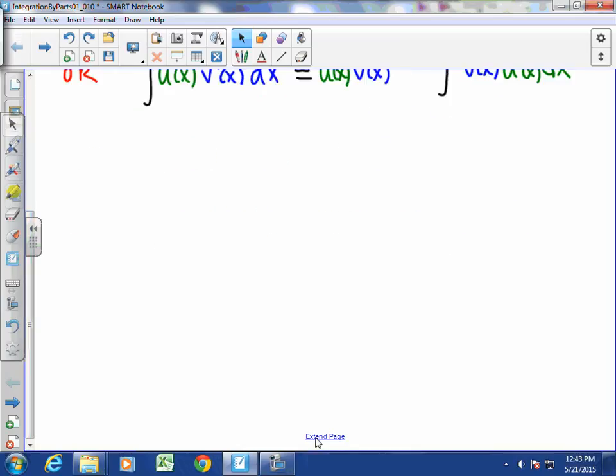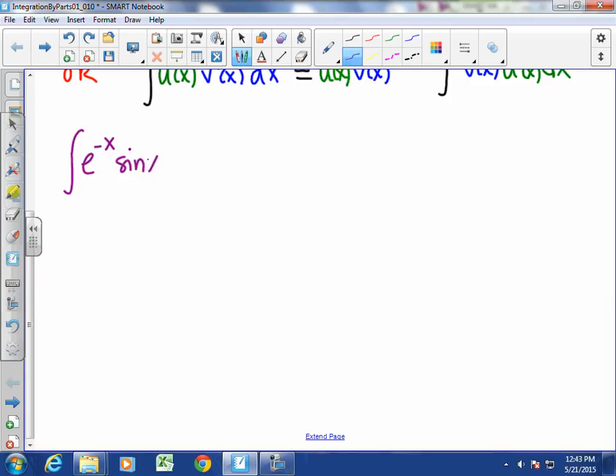So from our integral, we have the integral of e to the negative x sine x dx. So this means that e to the negative x sine x is equal to u of x times v prime of x. Now in this case it's a lot easier, because whichever you set to be u between e to the negative x and sine x, the other one as v prime of x is going to work.